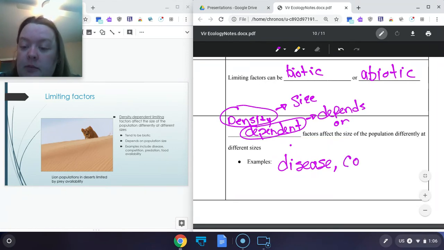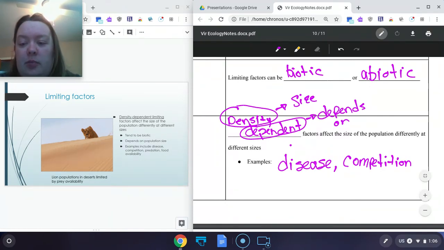Another would be competition. I always like to use the example with pizza in a classroom. If I had 4 students in my classroom and 1 pizza, there's no need to compete for slices because there's 8 slices in a pizza and everybody's going to have 2 already. But if I have a class of 25 and I only have 1 pizza, then I'm going to have competition. So the size of my population mattered in that case.